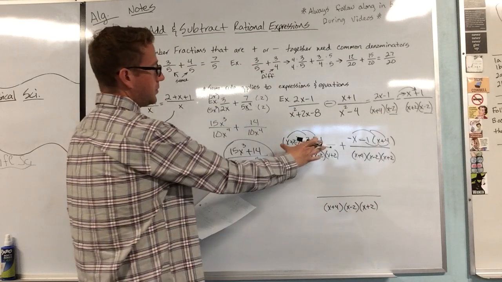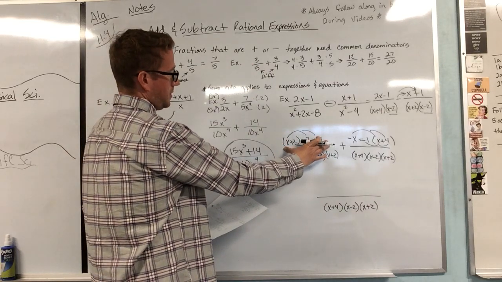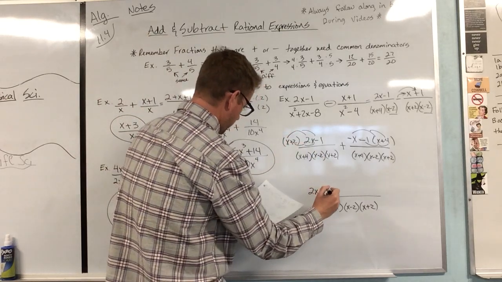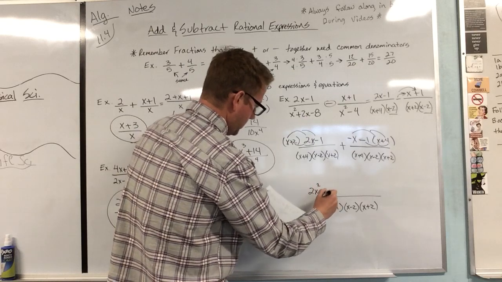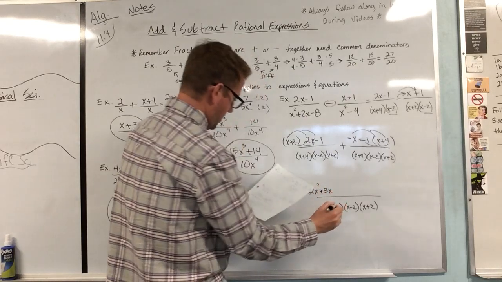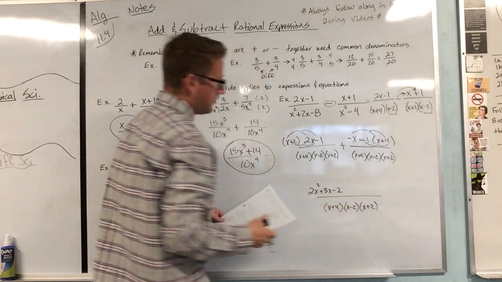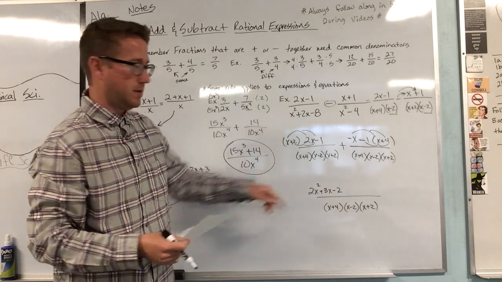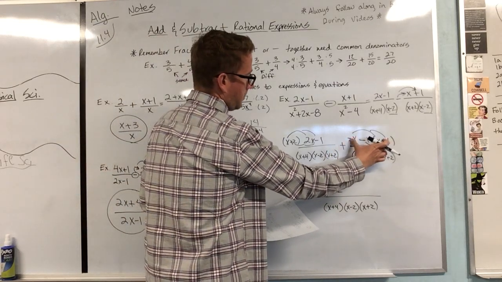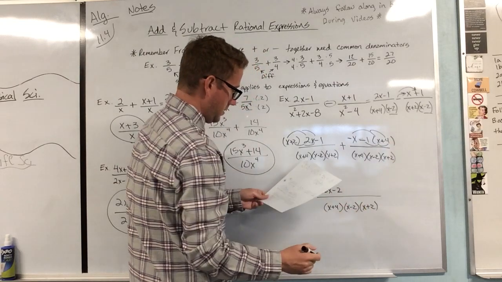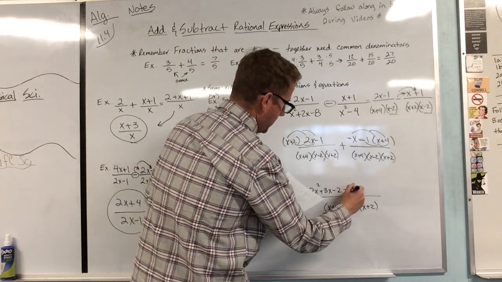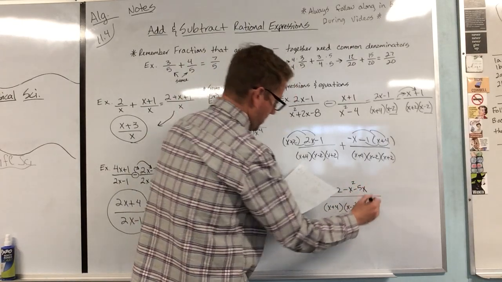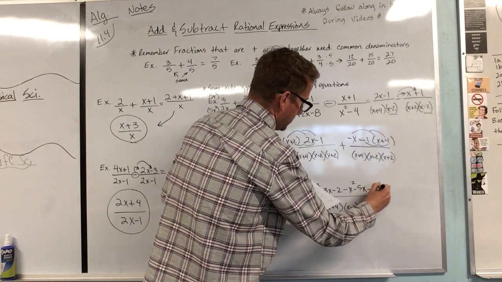Okay, you will use the distributive property twice on this side, and what's that going to give you? 2x squared plus 3x minus 2. If you use the distributive property here, this is what you're going to get. So take the time, work that out. Then you're going to use the distributive property here, and what do we get down here? You end up getting negative x squared minus 5x minus 4.